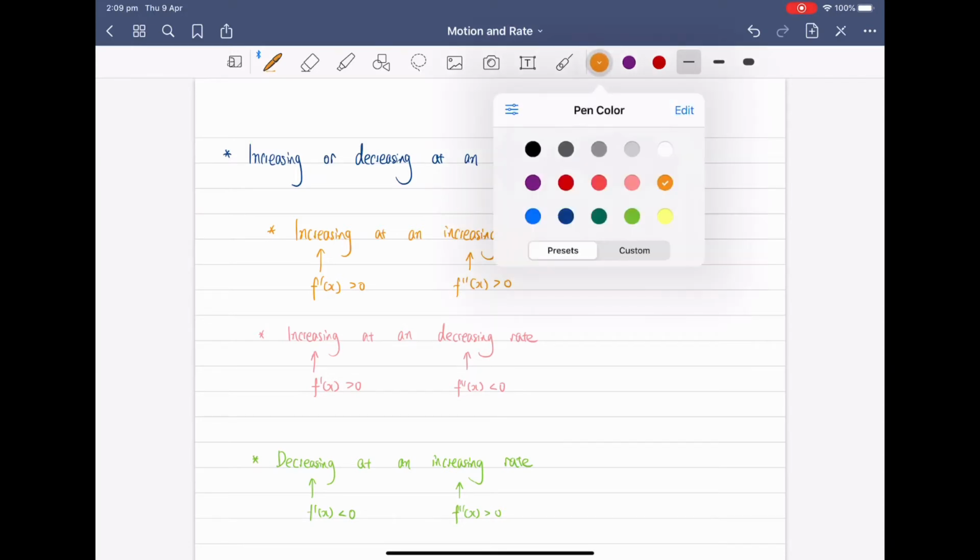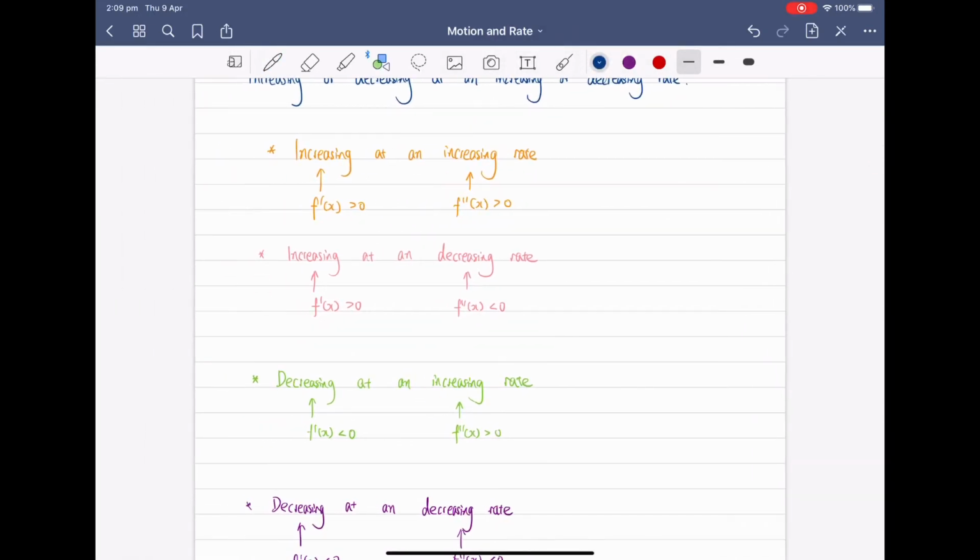Let's use this color here for the coordinate axis.